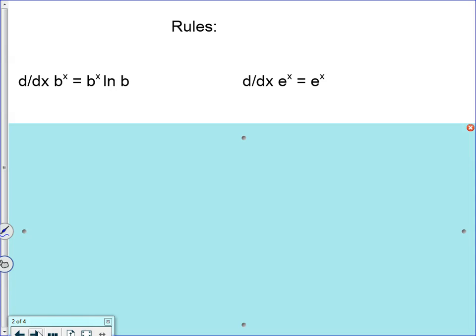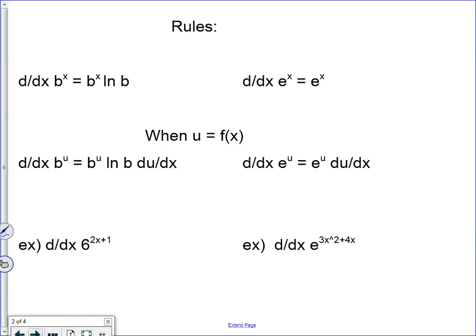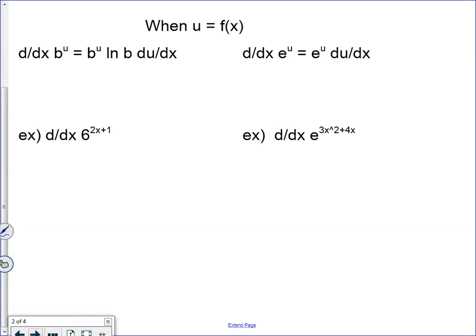Of course, we'll address what happens if we've got chain rules, where we use u to be a function in terms of x. I've got two examples here, and we'll take a look at that real quick. Give me a second here to jot things down.